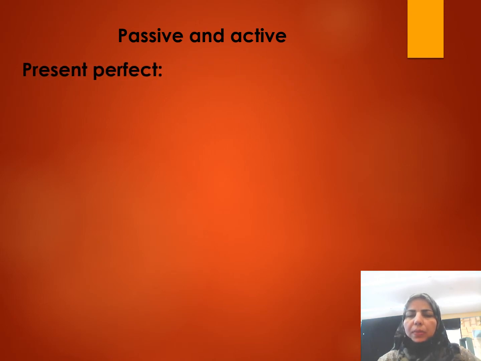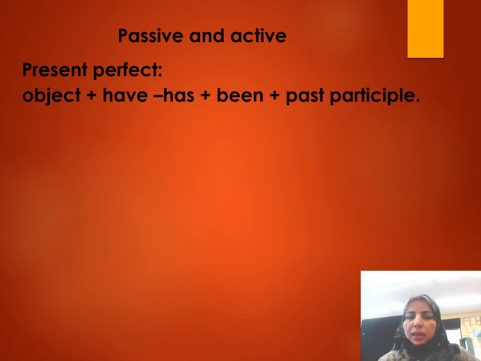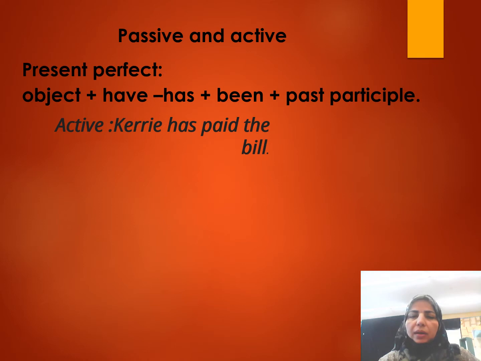Okay. Now, we have passive and active. What is the rule for passive and active in the present perfect? The rule for present perfect in passive is object plus have, has, plus been, plus the past participle. For example, we have here an active example, Carrie has paid the bill. What is the verb here? The verb is has paid, and the verb is in the present perfect.